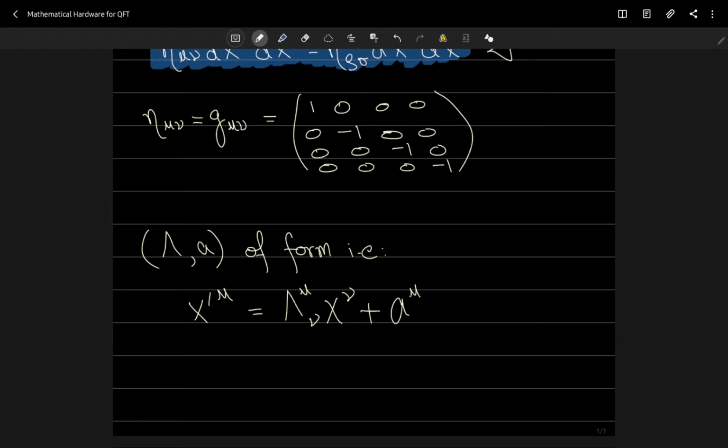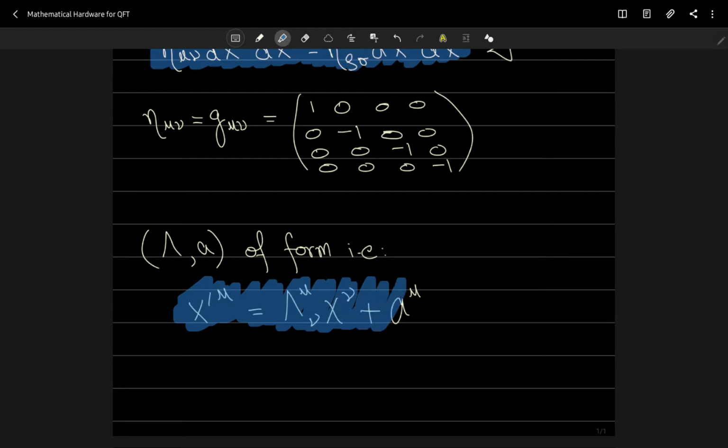Some of you might figure out from this expression what lambda and a are, but let me tell anyway: this lambda mu nu is a 4x4 transformation matrix, and it represents rotations, whereas this a mu is a constant 4 vector and it represents spatial translations.